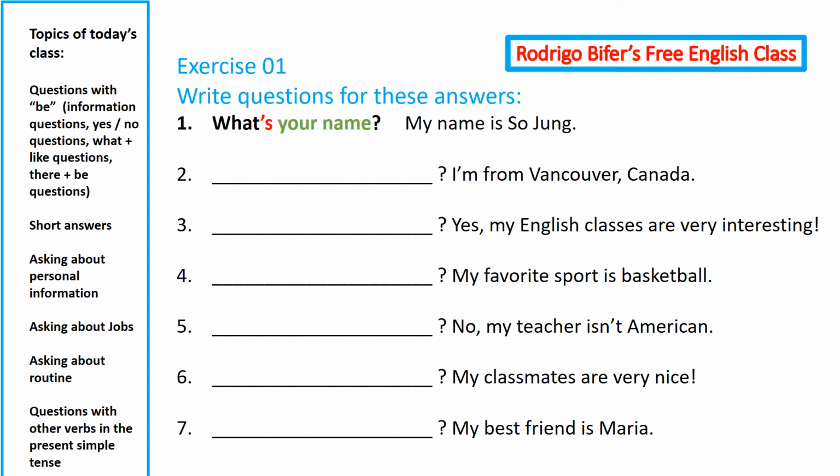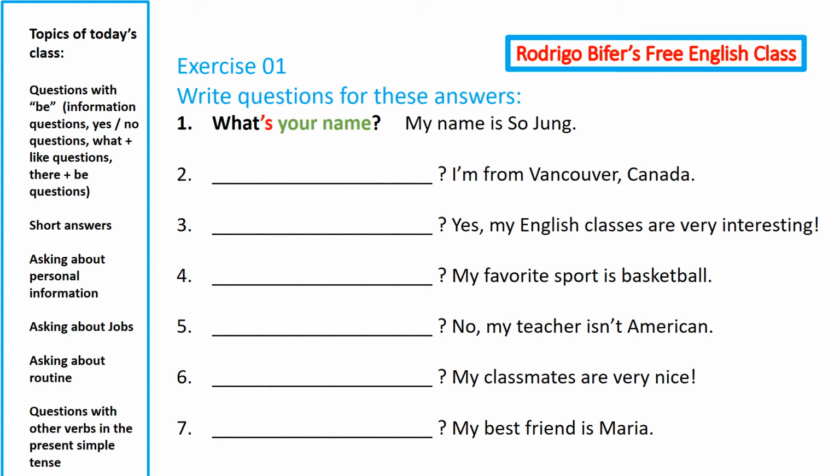All right, so the question is, "What's your name?" Okay, a very simple question. You can say "what is" separately or contracted, abbreviated. So, "What's your name?" "My name's Sojung." Okay, so there you go. That's the question using verb to be.